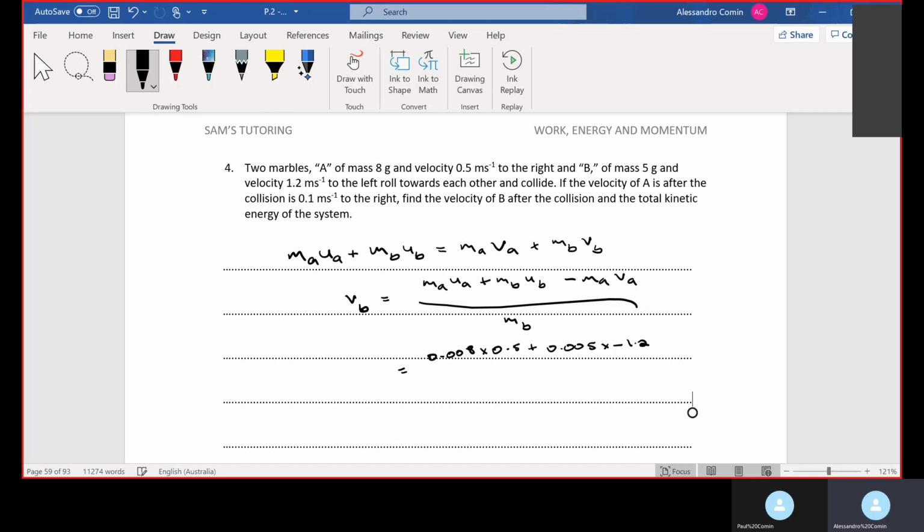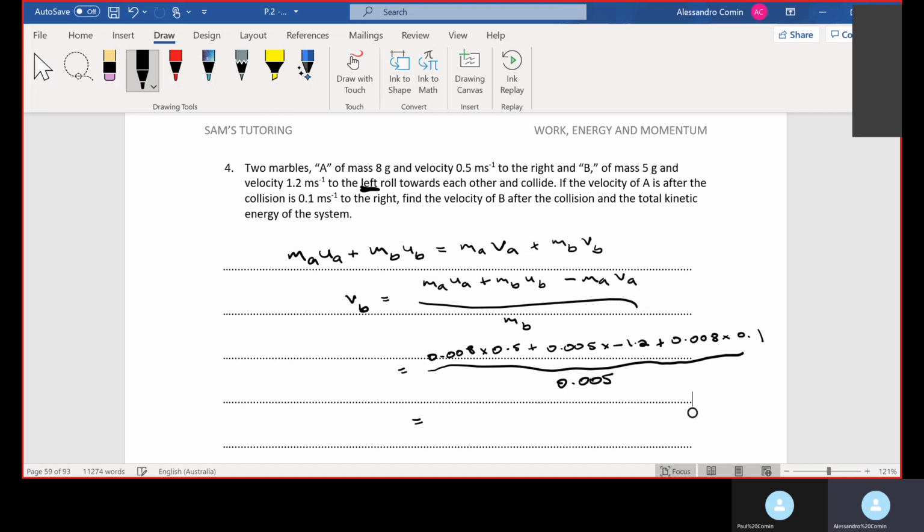Now, the reason why I do minus 1.2 is because it's to the left. It's the opposite direction. So because it's in the opposite direction, I have to include a negative because we're dealing with velocities. P is equal to mv, velocity. Now, we also know that the velocity of A after the collision is 0.1 to the right. So we do positive and everyone's happy. And then we divide that by MB.